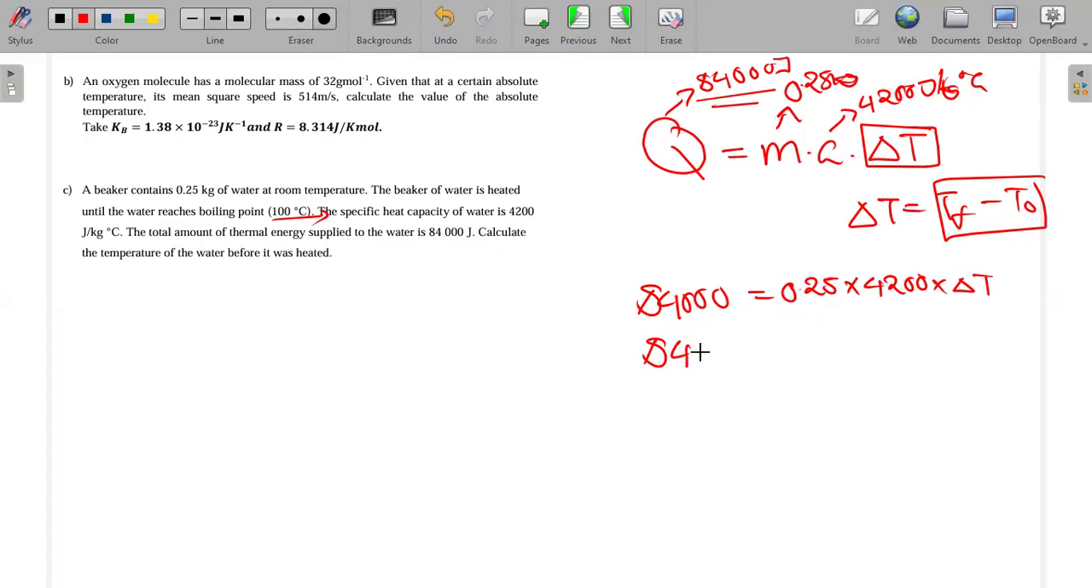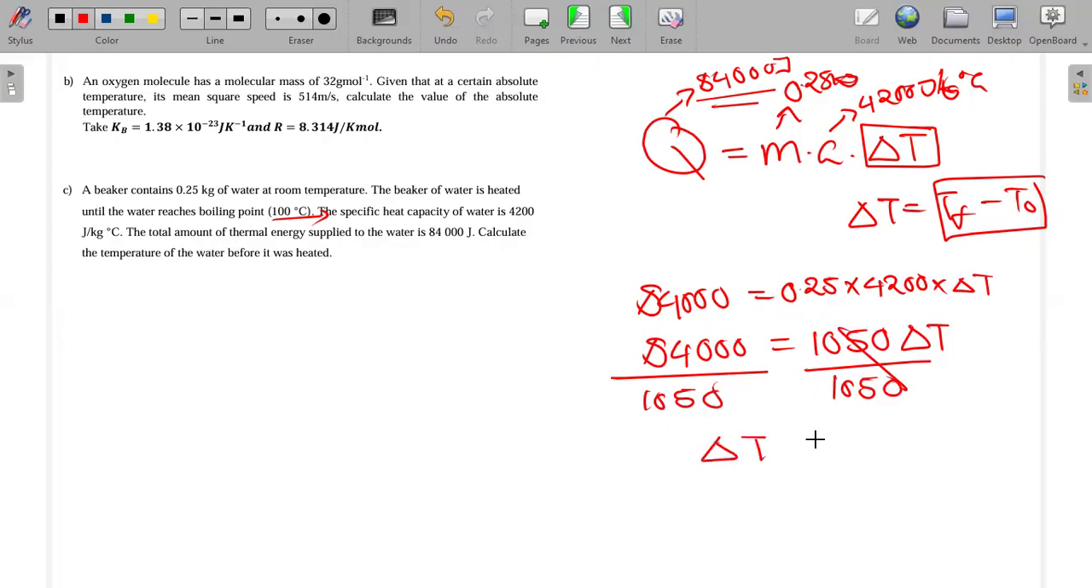So my 84,000 will be equal to 1050 delta T. Divide both sides by 1050, and that's going to cancel out. That means my delta T will be equal to 8,400 divided by 105. This gives me a change in temperature which is equal to 80 degrees Celsius.